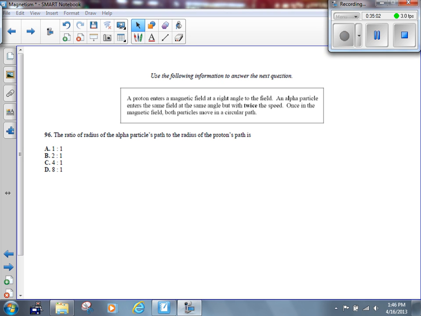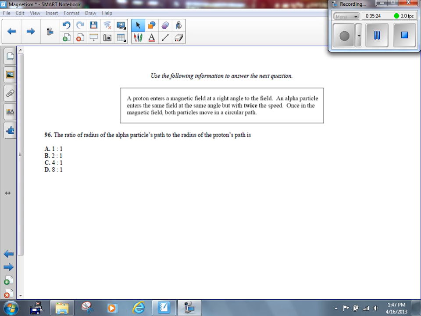Okay, last multiple choice question. Let's take a look at this one now. The ratio of the radius of the alpha particle's path to the radius of the proton's path. Ratio is like compare. We talked about comparing my age to Nick's age earlier in the class. 40 divided by 16 is 2.5. It means I'm 2.5 times older than him. That's a good comparison of our ages.